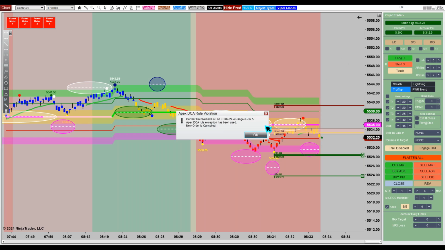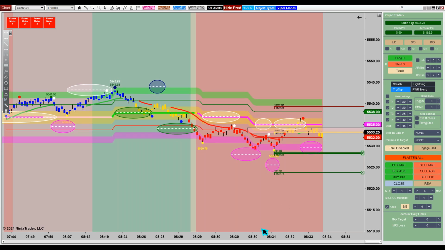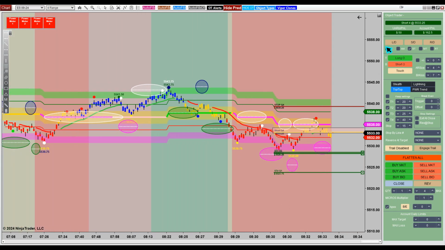So that is our dollar cost averaging rule right there. Basically, if you turn this on, it will only let you go one more time in the direction of a trade that is against the P&L. So if you try it a second time, it will kick up that little box that tells you it canceled the order.